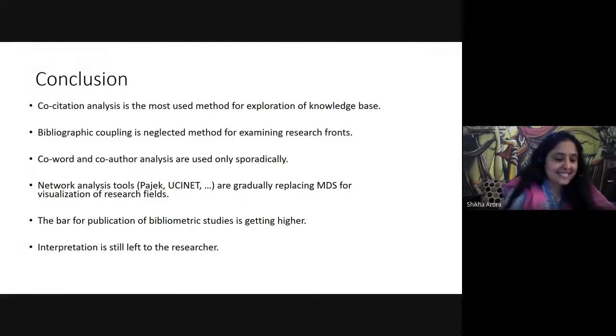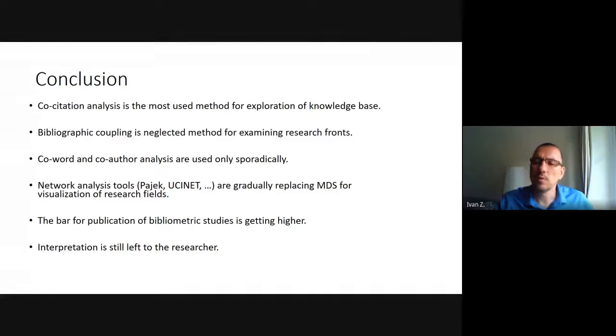The first question is from Ms. Swati, and she's asking, what are the reliable sources of getting the citation number of a paper? I'm not sure, what do you mean, reliable sources? I'm not sure I understand the question properly.